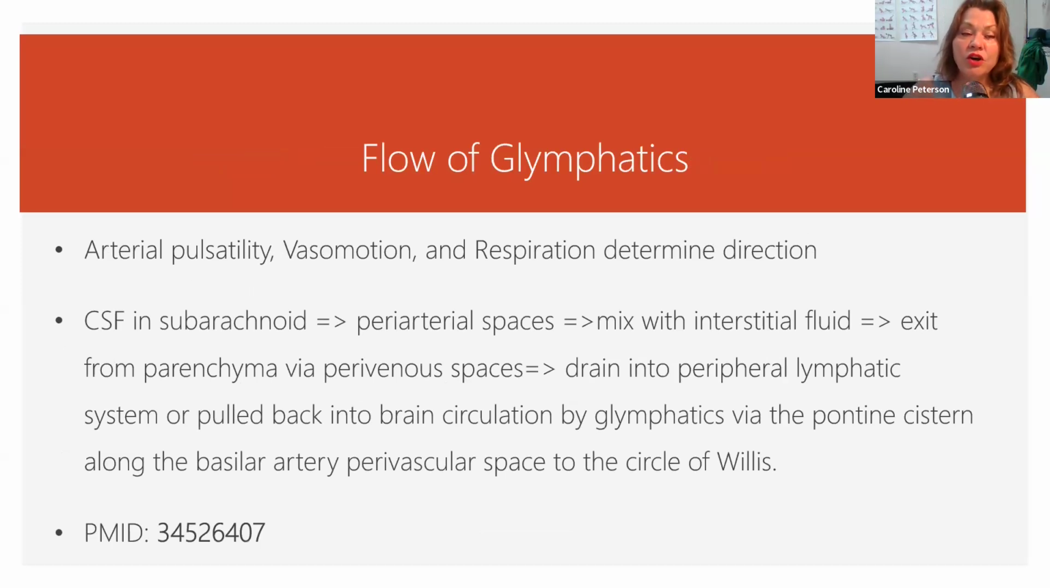So we have the arterial pulse, the movement of the vasculature, and breath. These all determine the direction of flow. So that we have the cerebrospinal fluid moving in the subarachnoid space into the periarterial space, then mixing with the interstitial fluid, and then moving out of the parenchyma into the perivenous spaces, and then draining into the peripheral lymphatic system or recirculating back up into the brain to do another round.